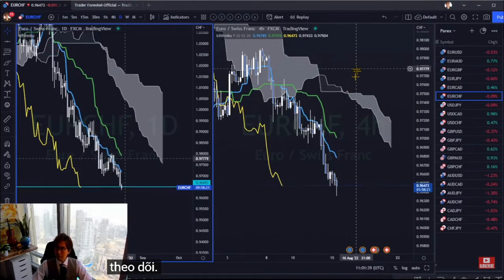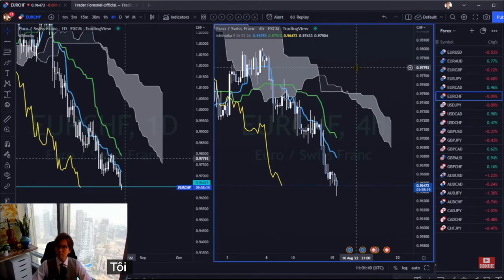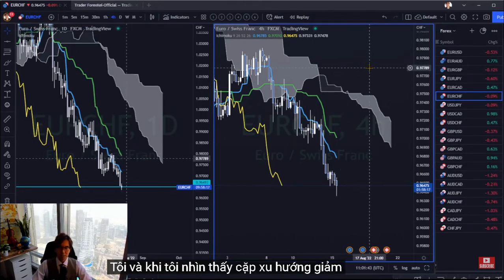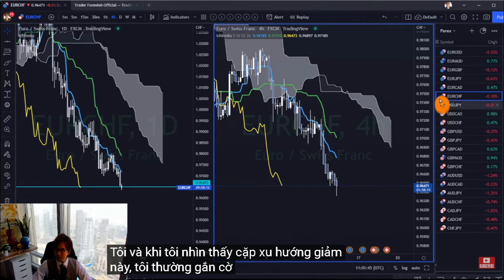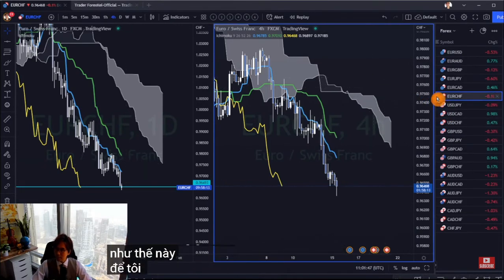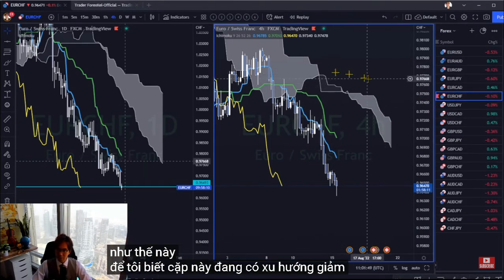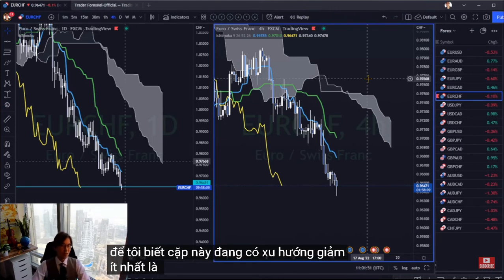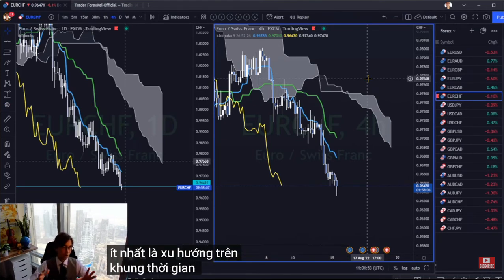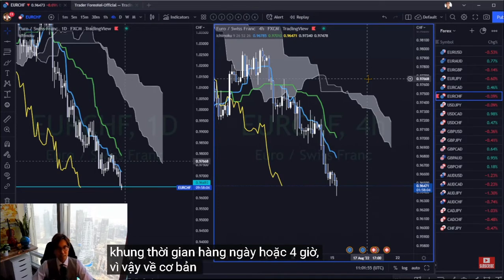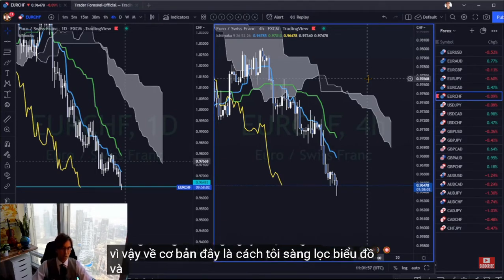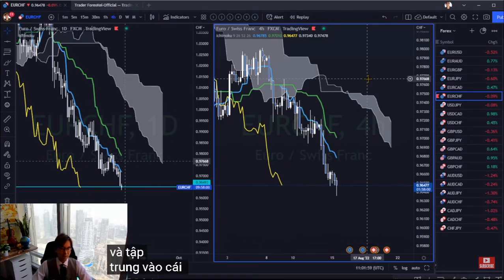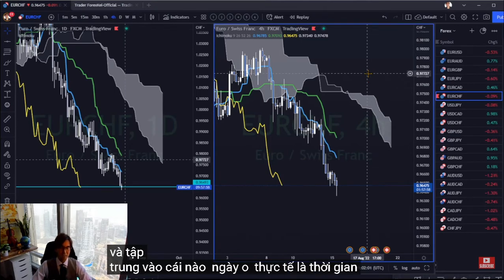So yeah, like this. When I see a downtrend pair, I usually flag it like this so that I know this one is downtrending, at least trending on either the daily or the 4-hour time frames. So this is basically how I screen charts to decide which one to focus on that day, at that timing.